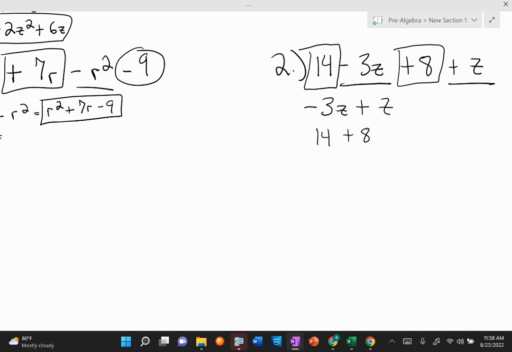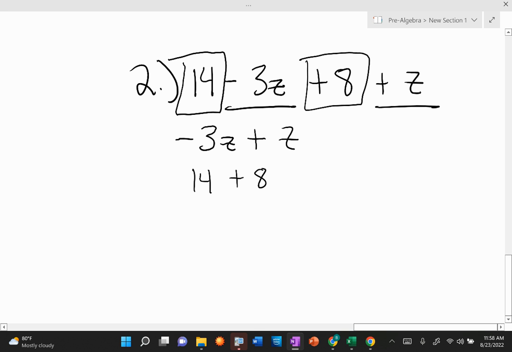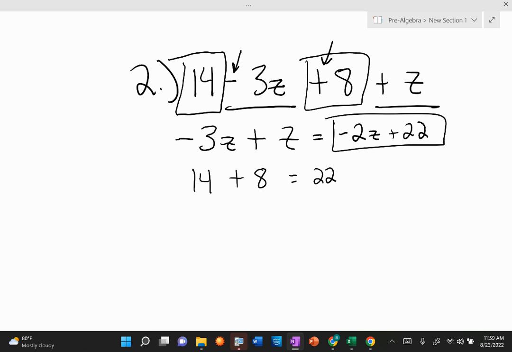Now, please listen. This is the last important thing I will tell you today. The biggest mistake that students would make last year, when they're sorting out and bringing stuff down, is not keeping these signs with the number that directly follows it. That's where your biggest errors will come in. So make sure that when you bring it down, it's negative 3z. When I bring down the 8, it's a positive 8. So negative 3z plus z equals negative 2z. 14 plus 8 equals 22. So you just tack that on at the end, and that's what you should have. Good. Proud of you.